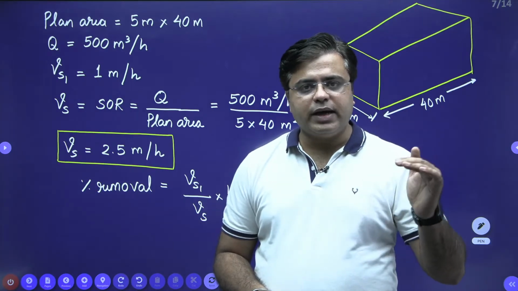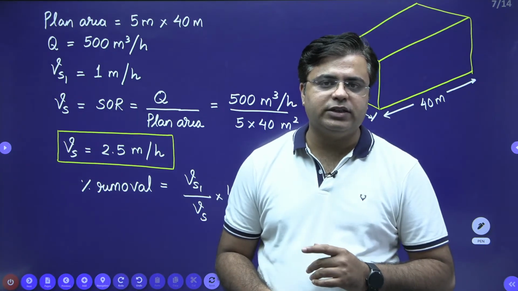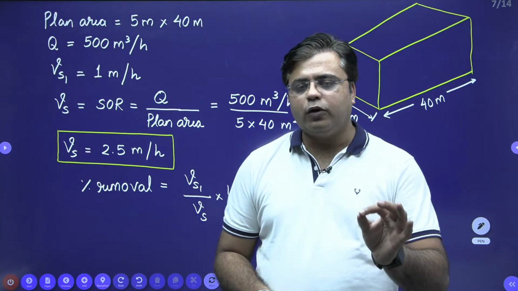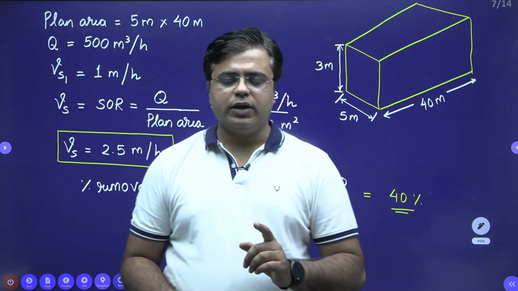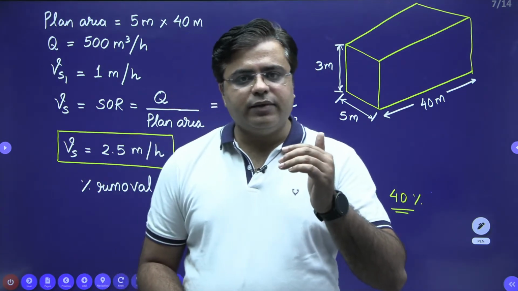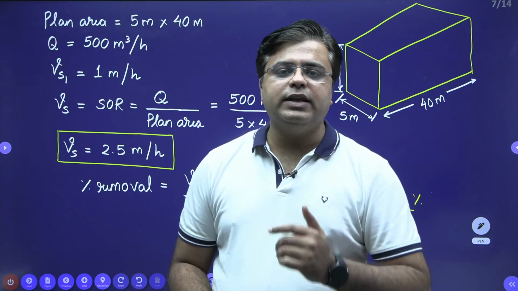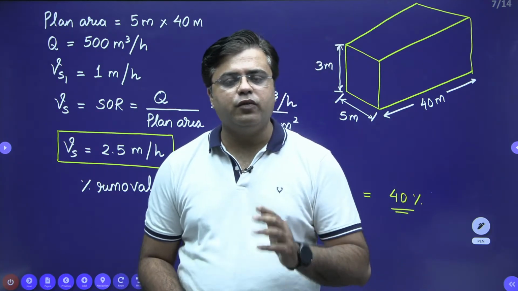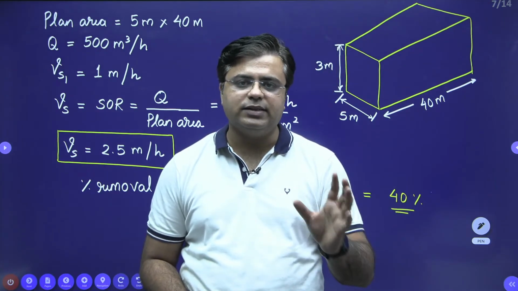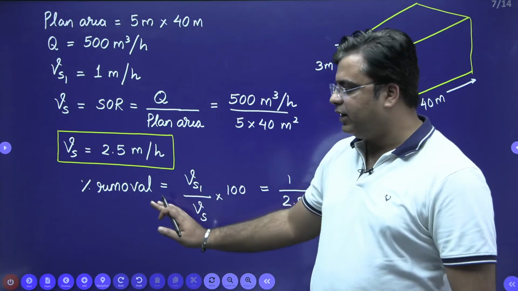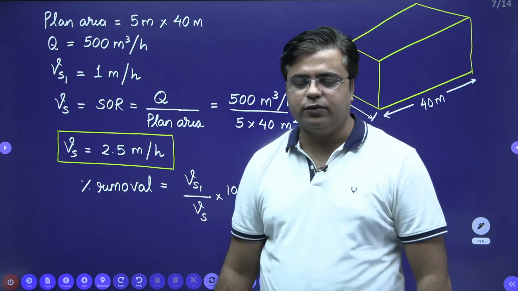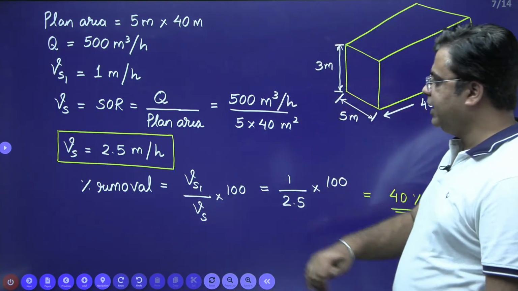Every time you are designing a horizontal flow type sedimentation tank, it is designed for the removal of concerned size of particle, which is one size. All the particles which are having size equal to or more than the concerned size will be 100% removed, and the particles which are having less size than the concerned size are partially removed. And this is how we calculate the percentage removal for smaller size of particle. Okay, so I hope this is clear to you.